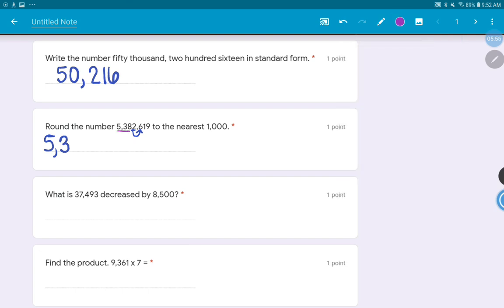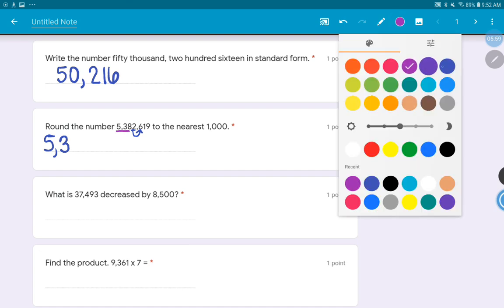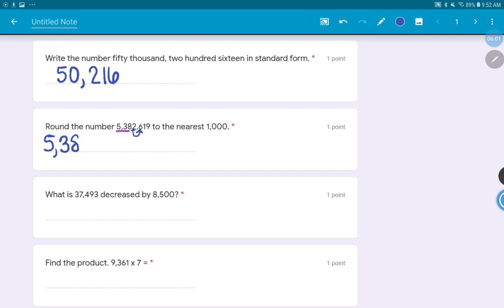The 5 million and the 380 stay the same. That's not going to change. Ansley said the 6 in the hundreds place, since it's greater than 5, that's more than the midpoint, then the 2 in the thousands place will go up to a 3. And then what do I do with the rest of my numbers after that? Just turn them into 0. Turn them to zeros. Very good.